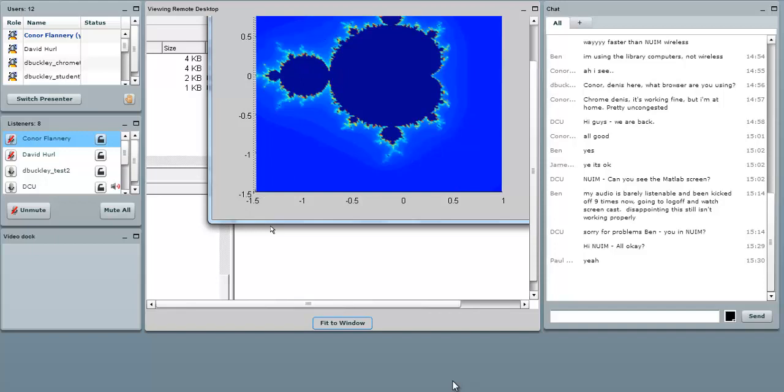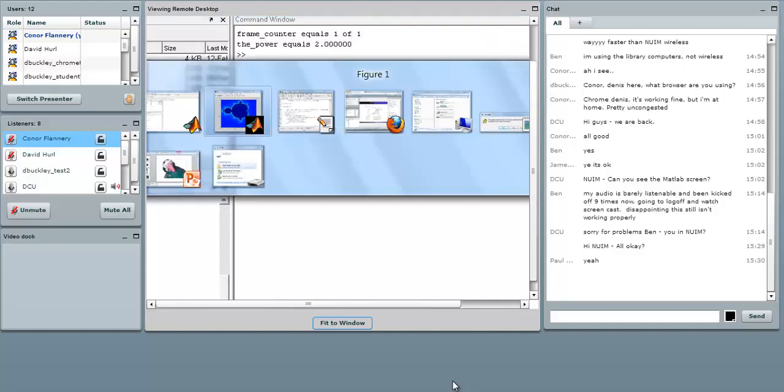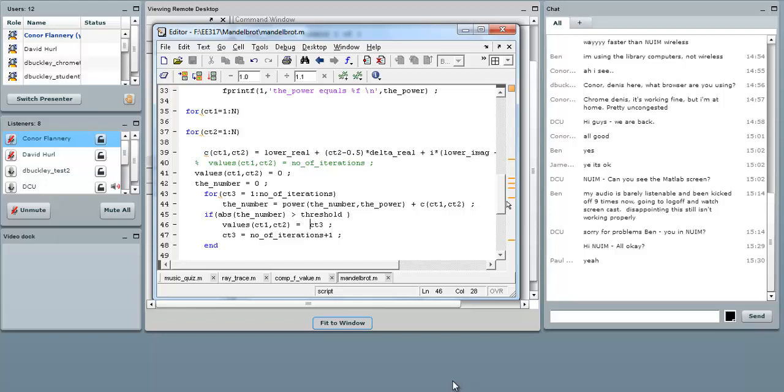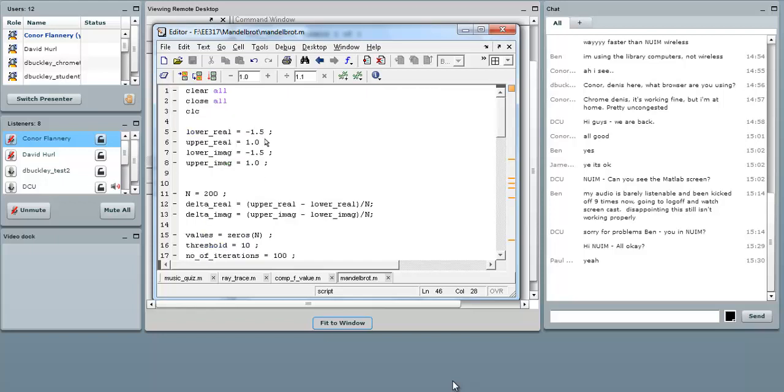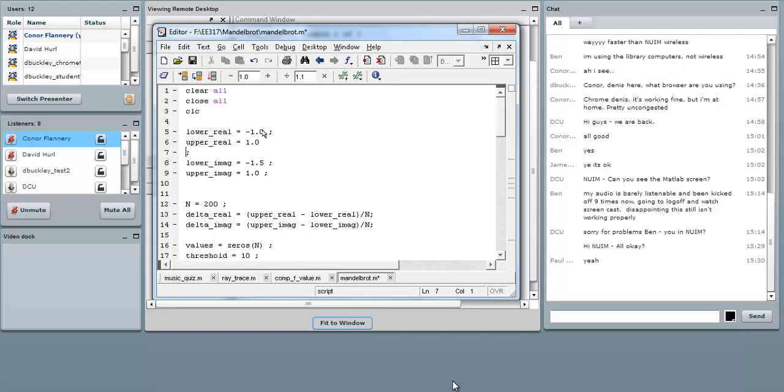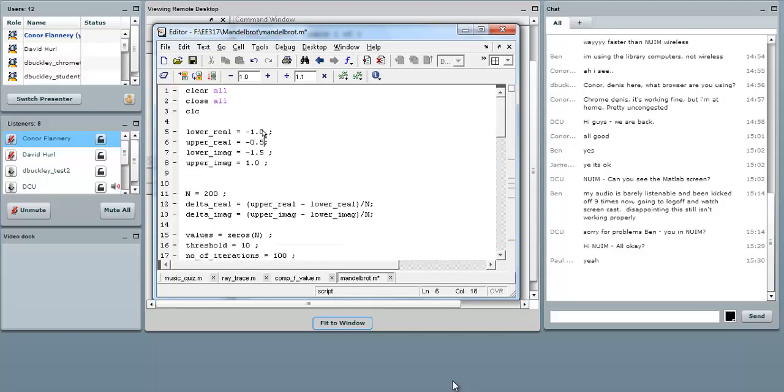So rather than going from -1.5 to 1, -1.5 to 1, let's go from -1 to -0.5 and 0 to 0.5. So zoom in to this region here. And we can do that by taking our code and just changing the limits here. We're going to go from -1 to upper -0.5, and lower imaginary is now 0, and we'll go up as far as 0.5. So we're going to zoom in on part of the set.